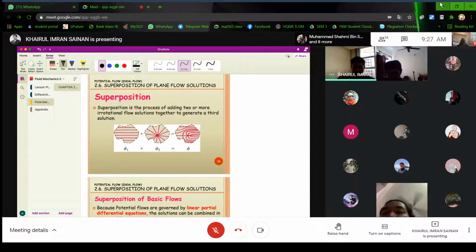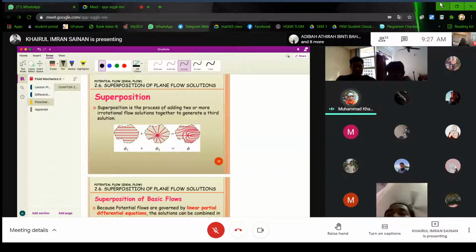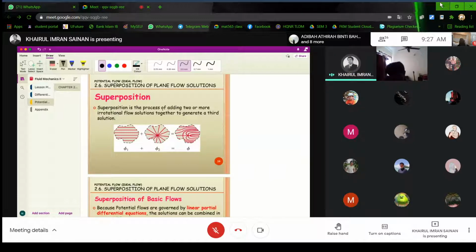Plus, what is this? Wrong. What is this? Vortex. Source. Concentric. Source or sink, right? Vortex is going to be this one, right? There's a rotation. That is vortex. So we add up, become this one.